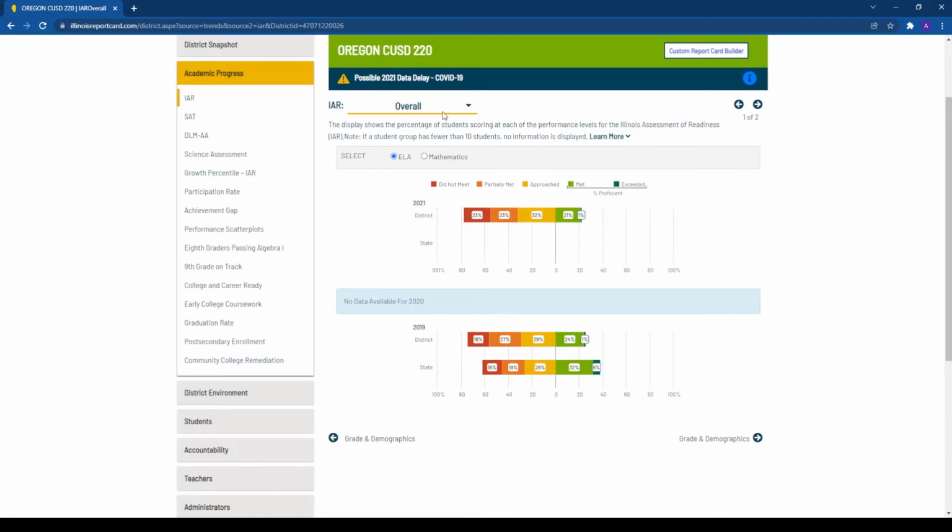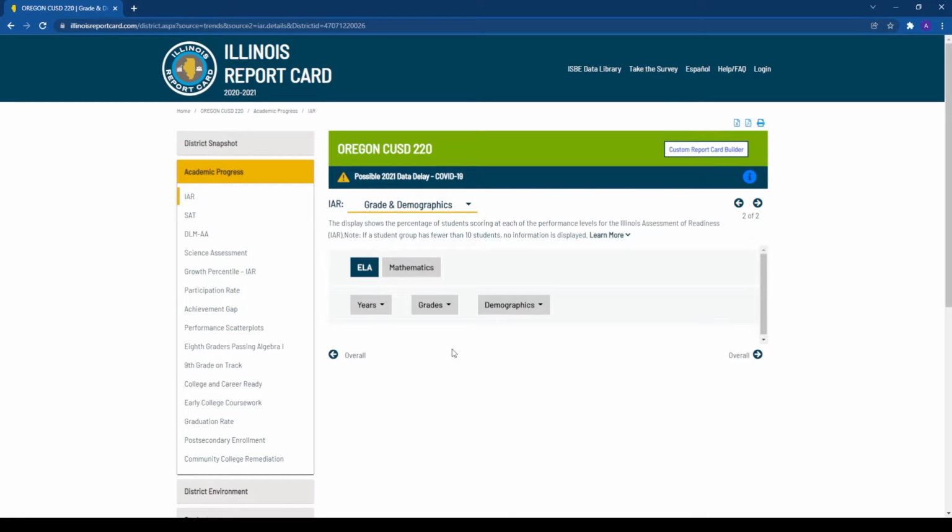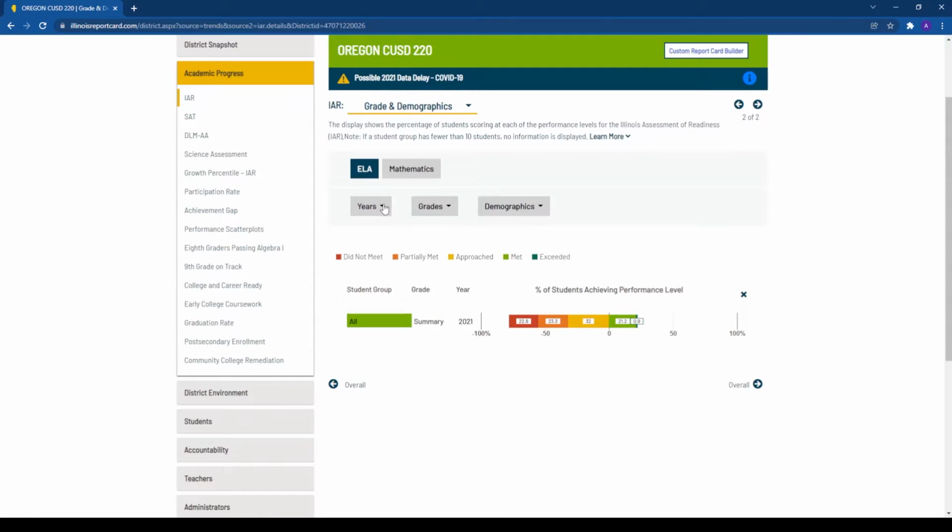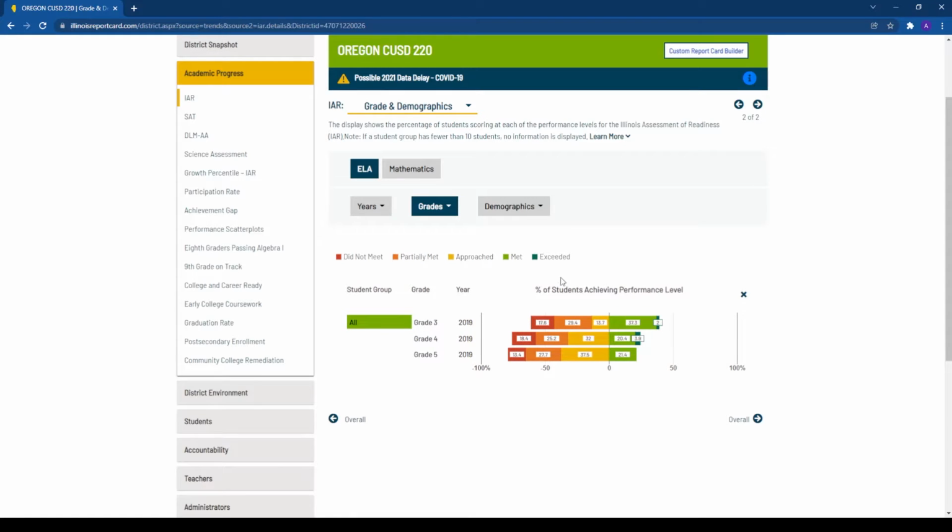Now, if we click into grade and demographic, we can narrow this down and look at individual grades for a year. So I'm going to go back to 2019. We're going to add that year. And then we're going to look, let's say, at grades 3, 4, and 5. This shows you a breakdown of how students did in the calendar year of 2019, how the third graders did, how the fourth graders did, and then how the fifth graders did.